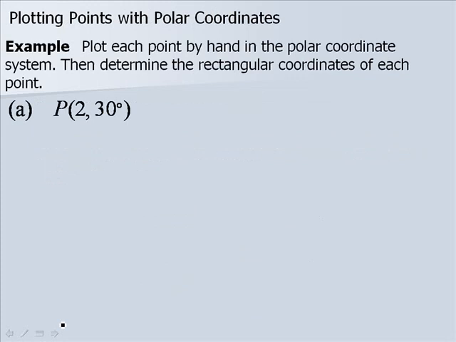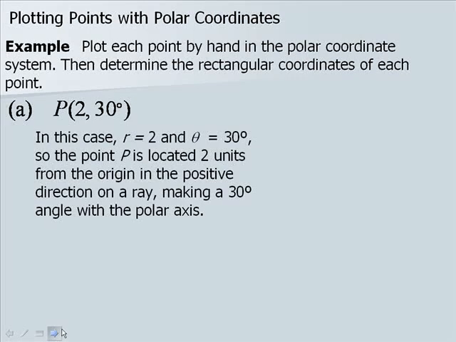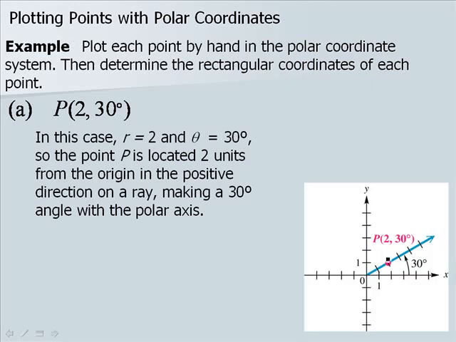Let's look at plotting points with polar coordinates. In this example, we want to plot each point by hand in the polar coordinate system, then determine the rectangular coordinates of each point. For this point, r equals 2 and theta equals 30 degrees, so the point P is located 2 units from the origin in the positive direction on a ray making a 30-degree angle with the polar axis, which is our positive x-axis.